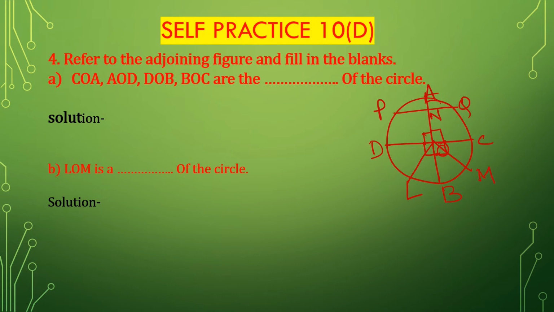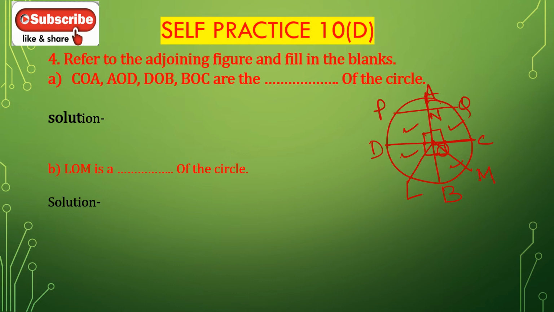First bit A, COA. This is COA. This one AOD. This one DOB. This one BOC. These are the quadrants of the circle, and each quadrant is equal to 90 degree. A circle is divided into 4 quadrants, and each quadrant is equal to 90 degree.